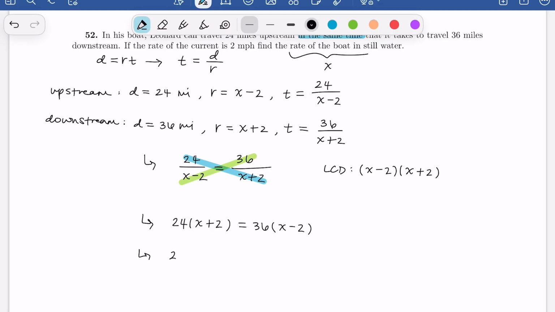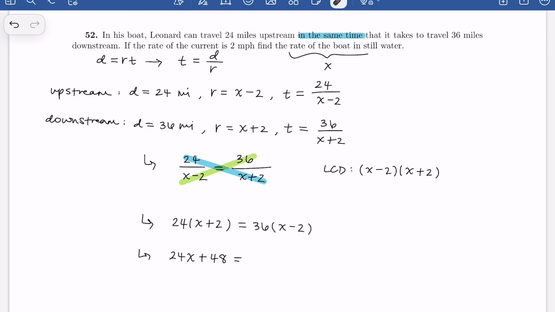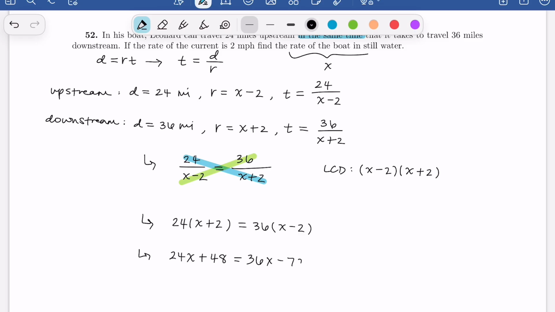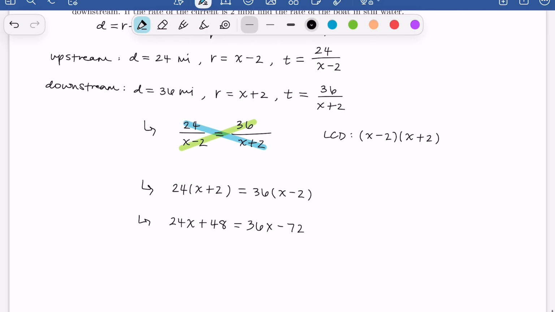We can go ahead and distribute this 24 to both terms in our parentheses. We're going to get 24x plus 48 on the left-hand side of our equation. Then on the right-hand side of our equation, we're going to distribute that 36 to both terms in our parentheses. And so we're going to get 36 times x here, and then 36 times 2, and then that's going to give us a negative 72. All right, so from here, we want to solve for our variable x.